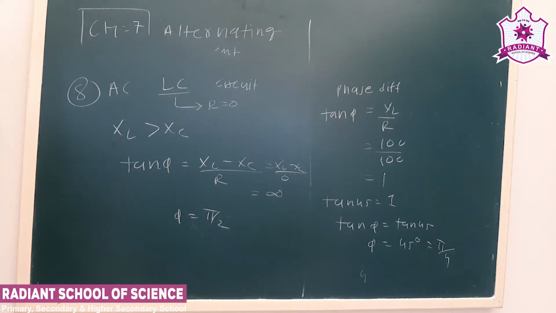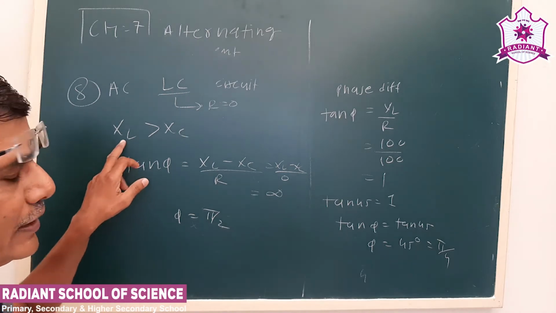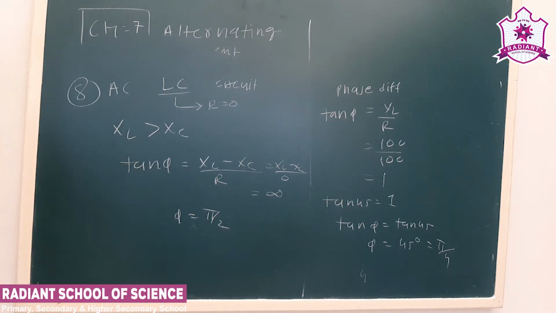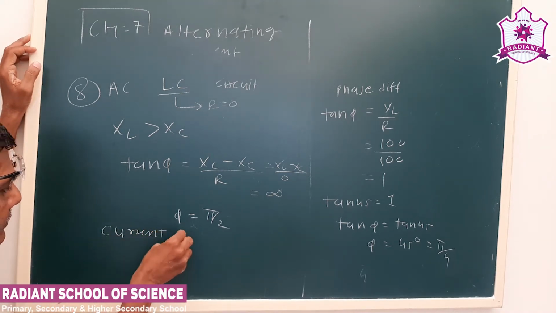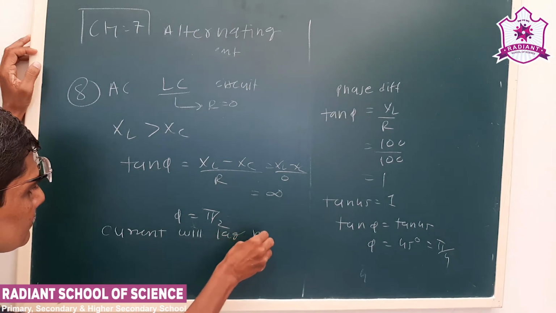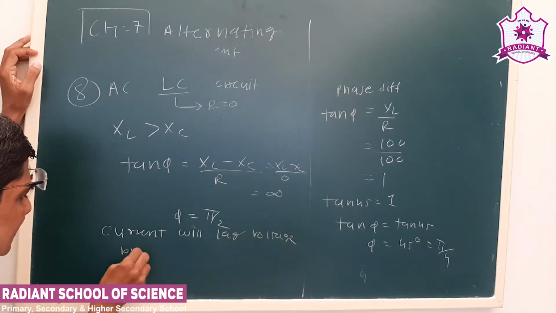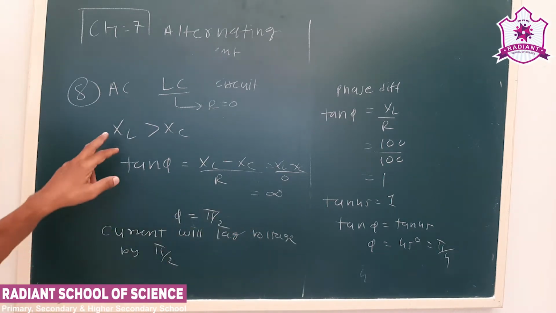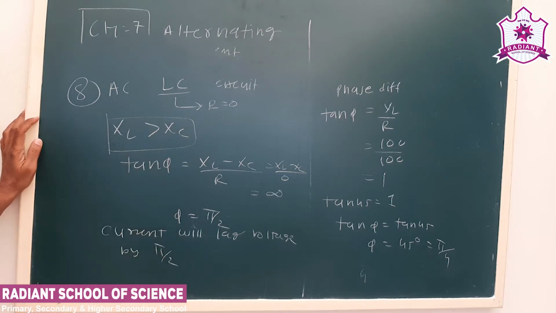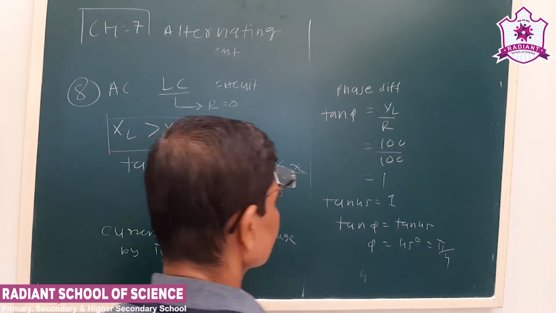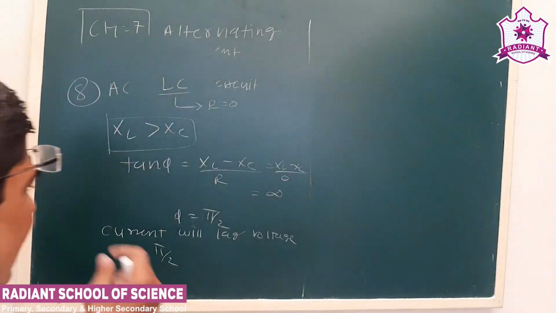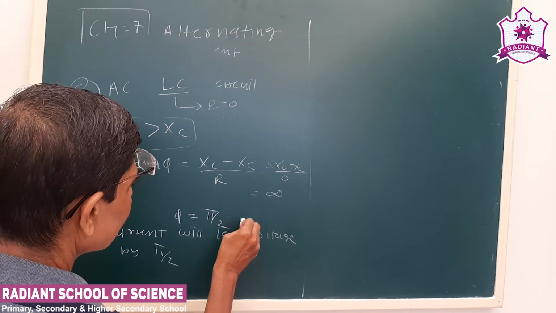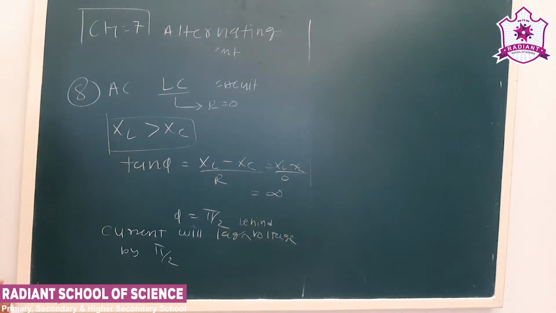But given that condition, XL is greater than XC. Okay. So inductive reactance value is more than the capacitive reactance. So the current will lag voltage by pi by 2. Okay. Phase difference we have obtained, and because the condition is given that XL is greater than XC, the current will lag voltage by pi by 2. See, generally we write lag behind. Okay. So current will lag behind the voltage by pi by 2.